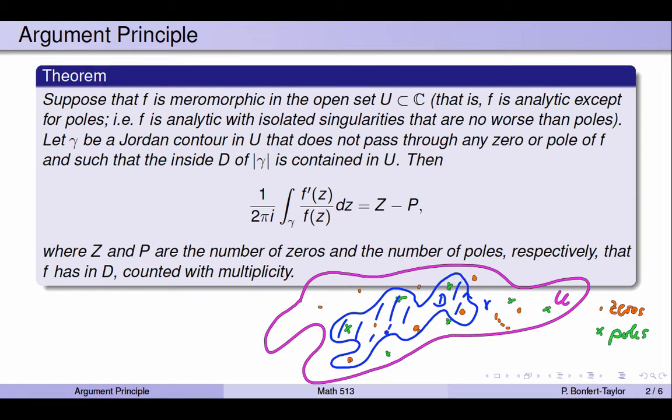So the inside of gamma is contained in U, and there are no missing parts of U inside gamma. So U having a hole is allowed right here, for example, but it wouldn't be allowed inside D.